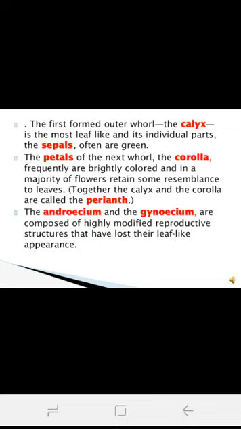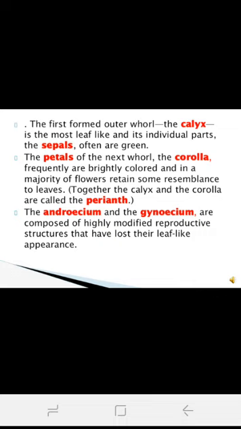Then about the floral parts. There are essential whorls and non-essential whorls for a flower. The outermost whorls are the non-essential whorls. They are of two types, calyx and corolla. The calyx is a leaf-like structure that contains sepals. They are usually green in color.